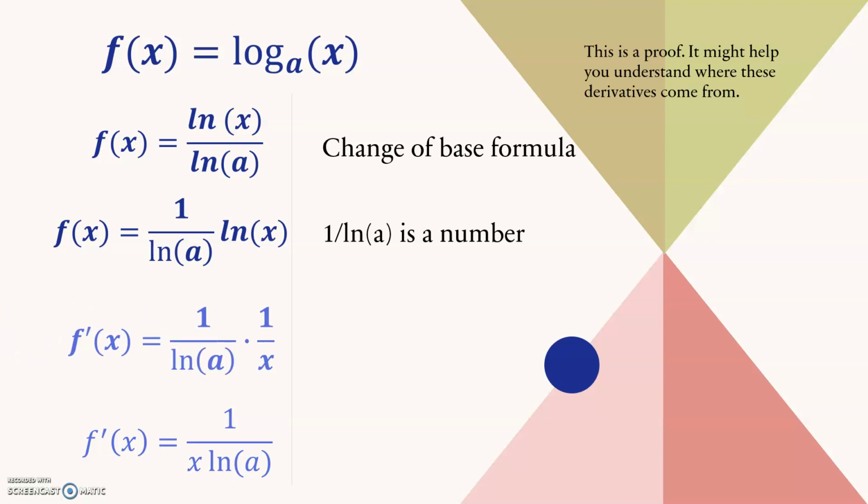And then when we do the derivative, we can use the constant multiple rule, because natural log of a is a number, 1 over natural log of a is a number, and so we just take the derivative of natural log of x and multiply by that. And that's where this comes from. So it's really a pretty straightforward proof, as long as you remember the change of base formula, and remember to treat natural log of a like a number.